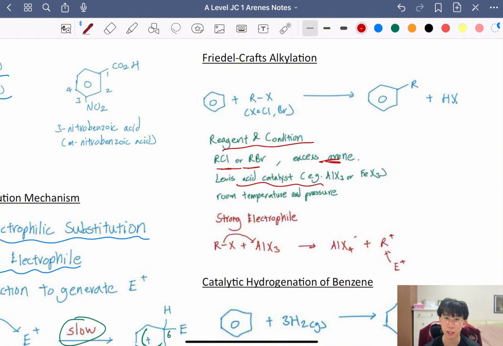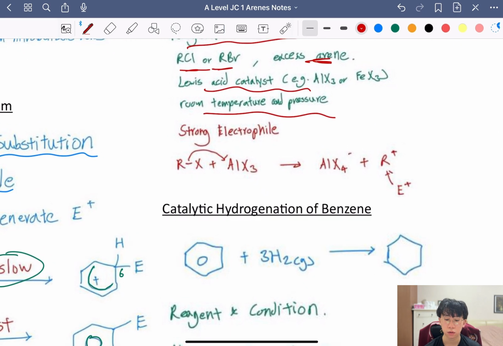So it can be either AlX3 or FeX3 at room temperature and pressure. And the strong electrophile that is generated, again, is the same. You'll use the Lewis acid catalyst to react with RX, and then you'll form the intermediate that will be used in step 3, and the strong electrophile over here, which is R+.